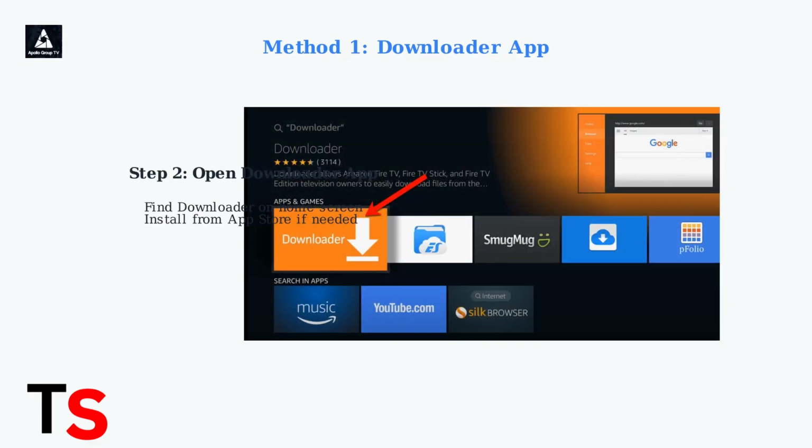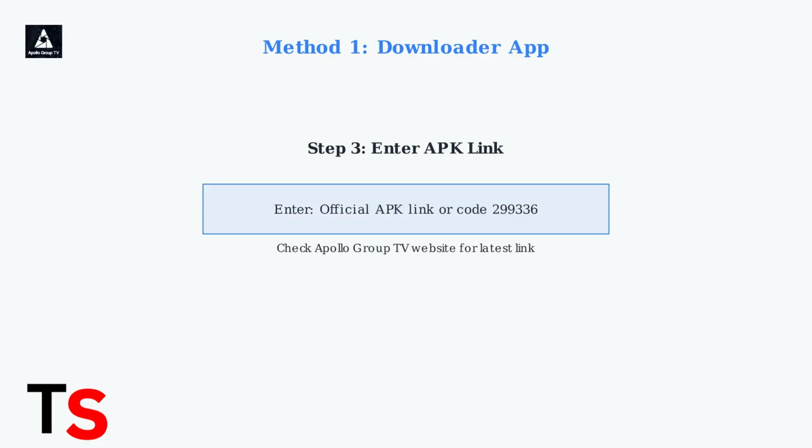Next, open the Downloader app from your Fire Stick home screen. If you don't have it installed, download it from the Amazon App Store first. In the Downloader app, enter the official Apollo Group TV APK link. Check their website for the latest download link or use the common code 299336 in the URL field.